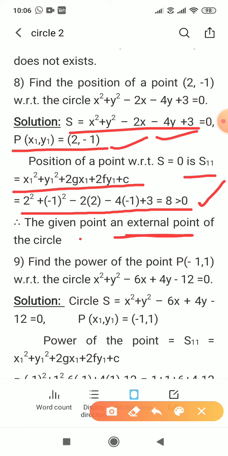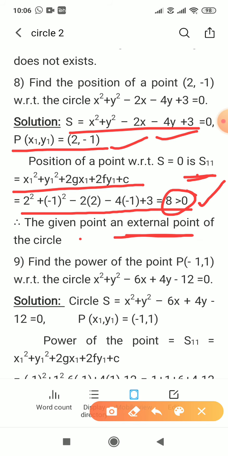To find the position of the point, it is nothing but finding S11. Very simple. For S11, substitute the given point in the given equation, so we have the value. If that value is positive, like this 8 is positive, then that is an external point. If this S11 is negative, then the point is internal. If this S11 is 0, the point is on the circle. Okay, this is for the position of a point.